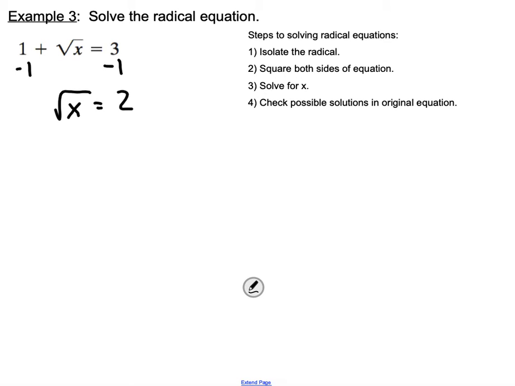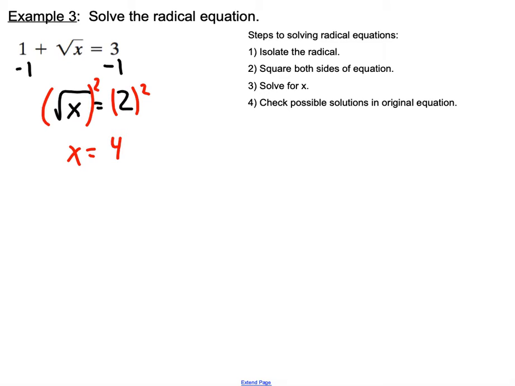So on the left-hand side, we get the square root of x, and on the right-hand side there we get 2. Now we're on step 2. It says to square both sides of the equation. Make sure you do both sides. The square and the square root cancel each other out, and we're left with x equals 4.